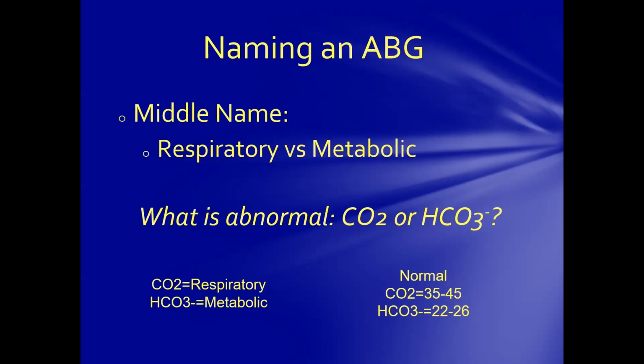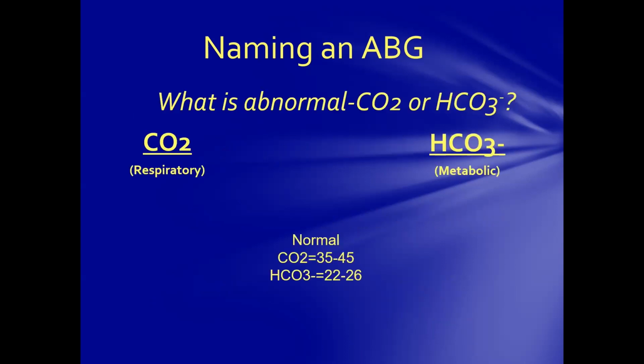An easy way to remember this is our normal CO2 is 35 to 45. You take your pH, 7.35 to 7.45, and drop your 7, and that's your normal CO2, 35 to 45. Your bicarb normal is 22 to 26. These are generally the ages that you wish you were, 22 to 26. So in order to determine what the abnormal value is, is it CO2 or is it bicarb, we have to look at each individual value and determine whether it's acidosis or alkalosis.